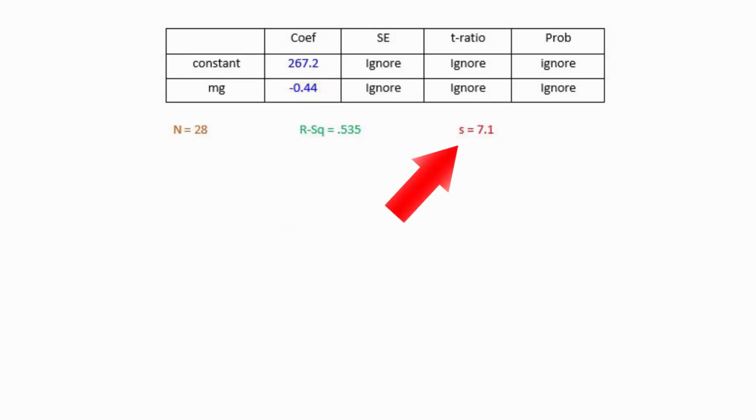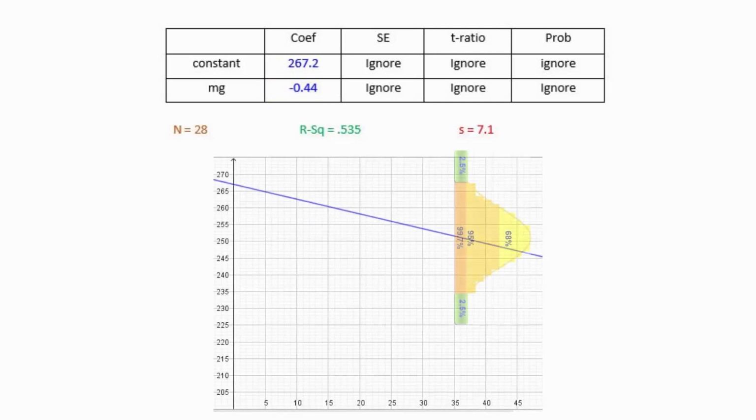S is 7.1 points. So using the rule of 68, 95, 99.7%, we would state that around 68% of observed cholesterol levels should be within 7.1 points of the predicted cholesterol level obtained by using the LSR line.